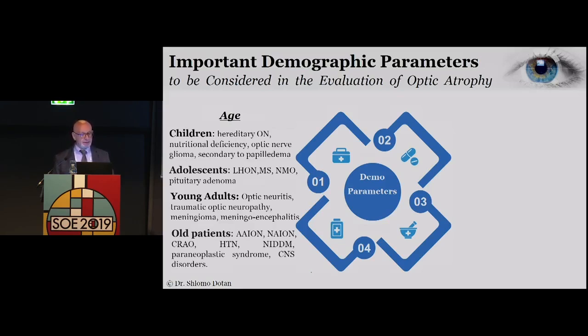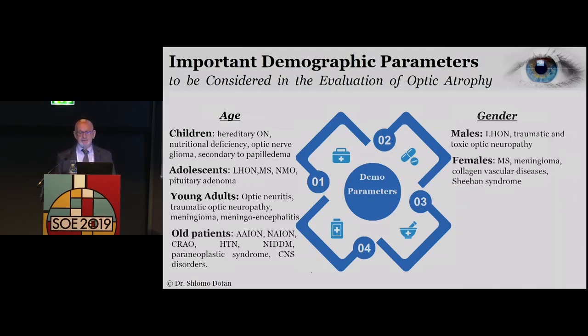diabetes, paraneoplastic syndromes, and of course gender, where males will show us LHON or Leber's, traumatic and toxic neuropathies, females more common in MS, meningioma, collagen vascular diseases, Sheehan syndrome, and of course, overall, optic atrophy is more prevalent in African than white people.